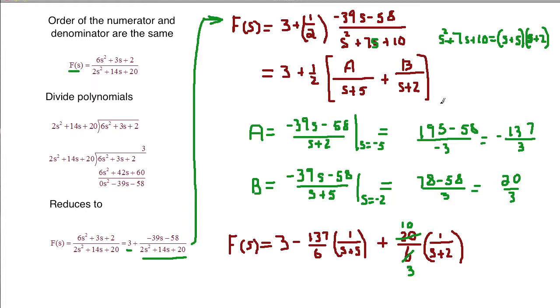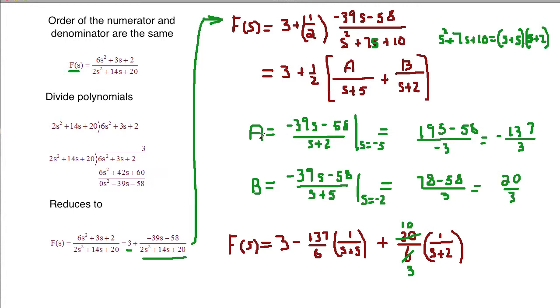So that means that our partial fraction expansion is going to look something like this. F of s is equal to 3 plus 1/2, and the partial fraction expansion will be A divided by s plus 5, plus B divided by s plus 2. So now I implement my procedure for finding the coefficients A and B. I've skipped a step here, so you'll have to work with me.